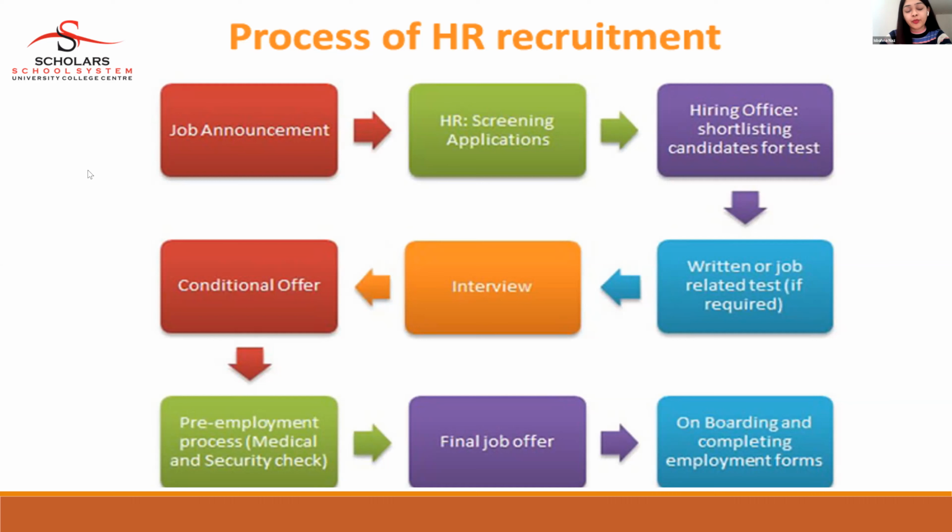So this is just a design. It can depend from one design to another how the process of human resource recruitment actually goes. First, it starts with the job announcement, the job vacancy advertisement. Then human resource managers have to screen potential applicants who have applied for the job. Hiring officers shortlist the candidates best suited for the job according to the CV, then write job related tests if required, and do some sort of interview. If the potential candidates pass the interview, you can provide them with a conditional or unconditional offer letter.